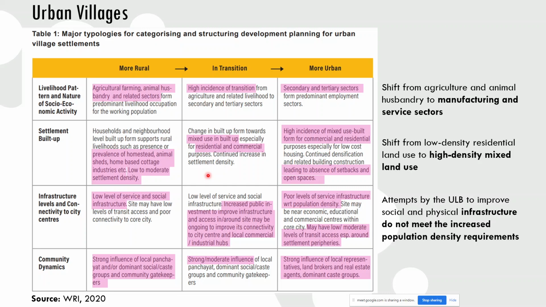Further, coming to infrastructure levels and connectivity, urban local bodies and public investments will try to improve the physical and social infrastructure, but they could not meet the desired levels because the population density increases at a much higher level than the public investments. And finally, the community dynamics, the local influence. Earlier, it used to be the local panchayat or maybe a social self-help group. But the power transitions when a rural village becomes an urban village: it has the people who own the land and have some kind of impact with respect to the land. These include the land brokers, the real estate agents and the local representatives. These people will have more power than the traditional caste societies, social groups and communities. So this is how this kind of transition usually happens.